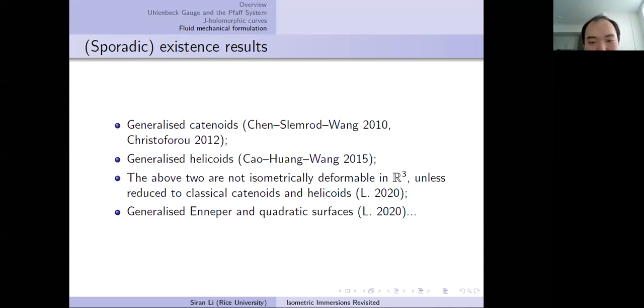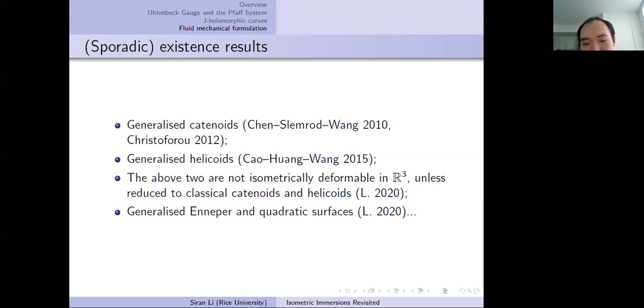In the original paper by Chen, Slemrod, and Wang, and also later by Cleopatra Christoforou, they found the existence for several families of generalized catenoids. And in 2015, Wentao Cao, Feimin Huang, and Zhehua Wang found various generalized helicoids. Surprisingly, these two families, unless reduced to the classical catenoids and helicoids, are actually not isometrically deformable into R^3. So they are actually very distinct families of objects.